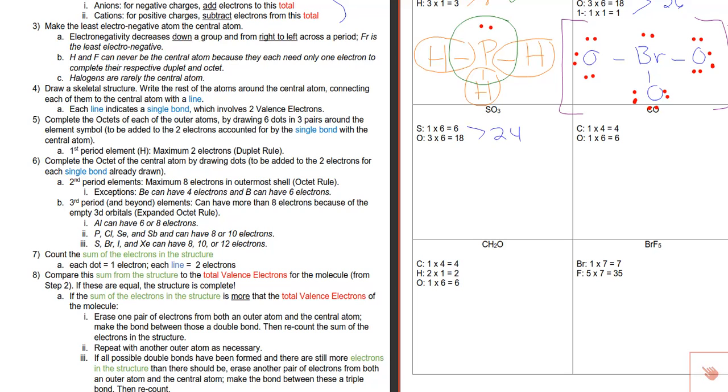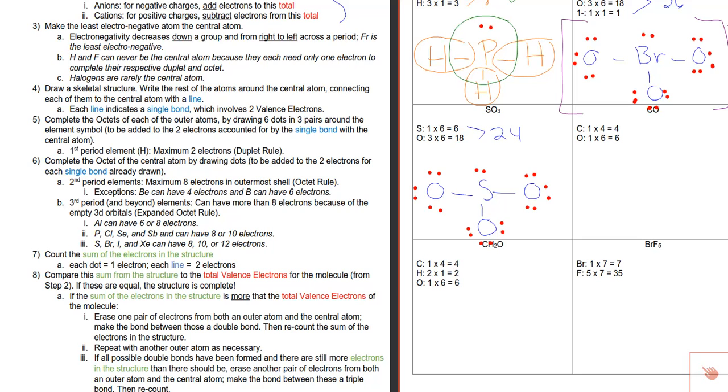I'm going to put the least electronegative in the middle. In this case, according to the periodic table, it is sulfur, and I'm going to connect them by a single bond. I'm going to complete the octets for all of the outer atoms by giving each one 6 dots, which when you add it with a single line adds up to a total of 8 valence electrons, which is the octet rule. I'm also going to complete the octet for the central atom. Since it already has 3 single bonds, each worth 2 valence electrons, it just needs 2 dots for a total of 8. Now I'm on step 7.